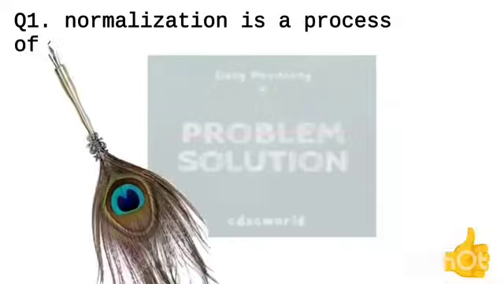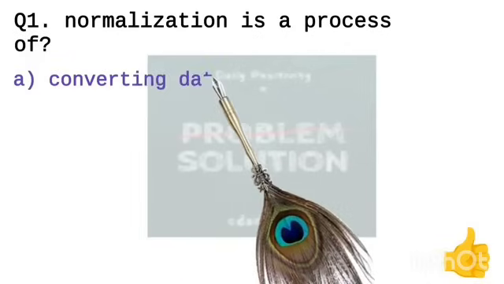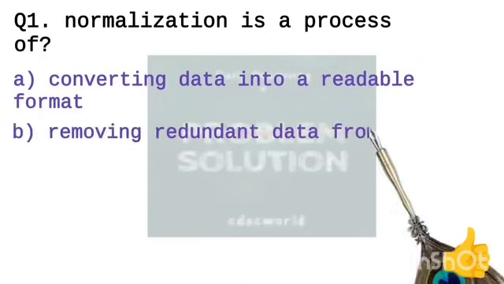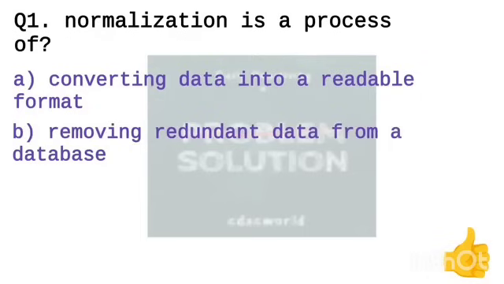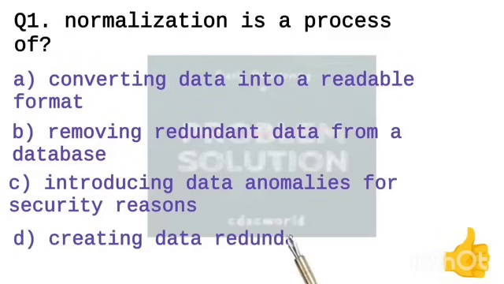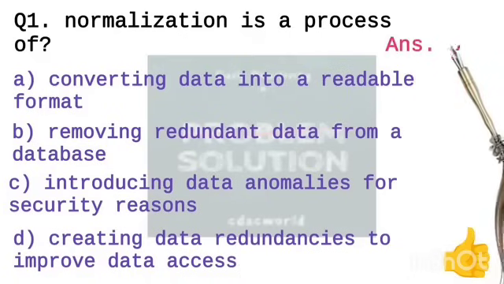Now query number 1. Normalization is a process of option A, converting data into readable format. Option B, removing redundant data from a database. Option C, introducing data anomalies for security reasons. Option D, creating data redundancy to improve data access. And the answer is B, removing redundant data from a database.